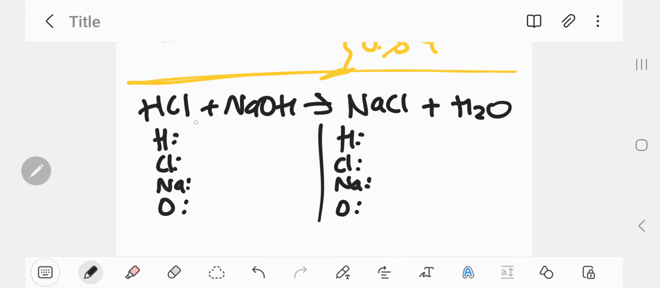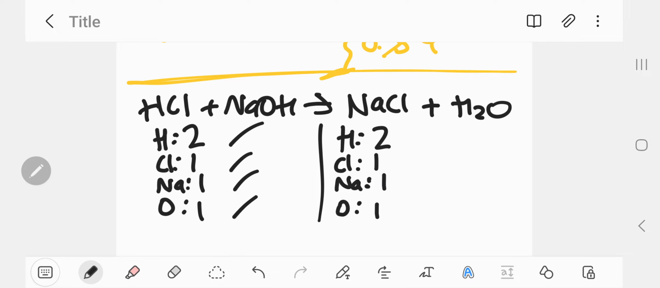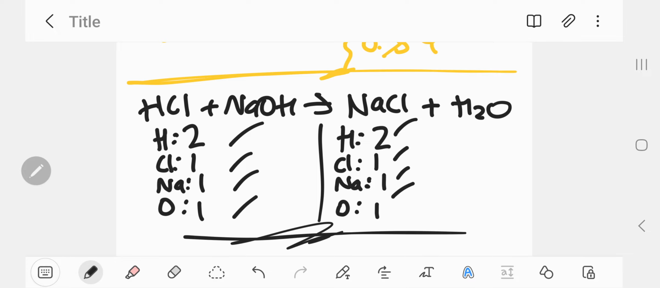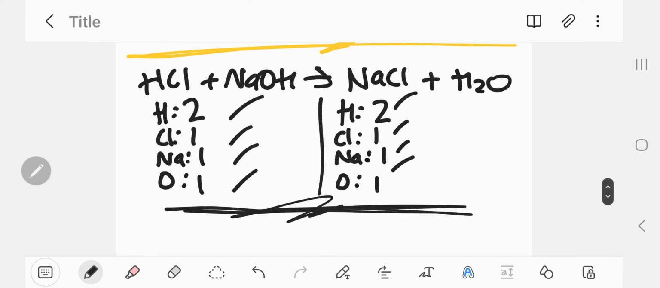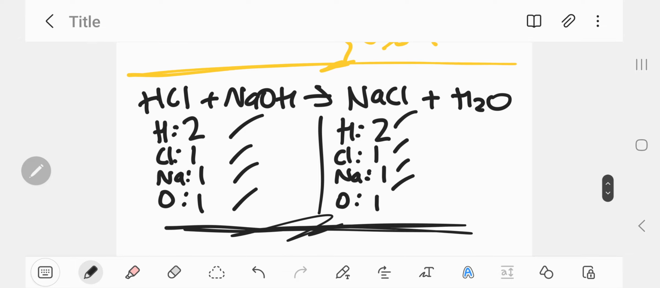Let's count hydrogen on the left-hand side. There's 2. Chlorine, there's 1. Sodium, there's 1. Oxygen, there's 1. Right-hand side, hydrogen, there's 2. Chlorine, there's 1. Sodium, there's 1. And oxygen, there's 1. Tick, tick, tick, tick, tick, tick, tick, tick. This is balanced, okay? So sometimes they'll trick you. Don't freak out. That just means that it's balanced, right? You can double check that. And that's how you balance chemical equations.